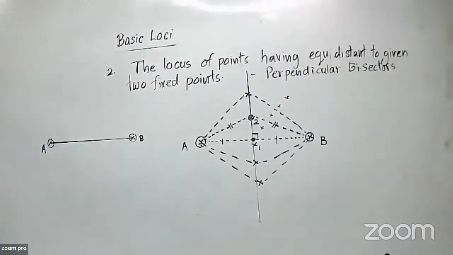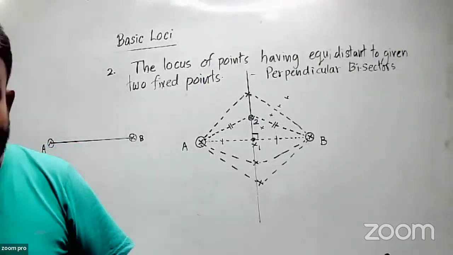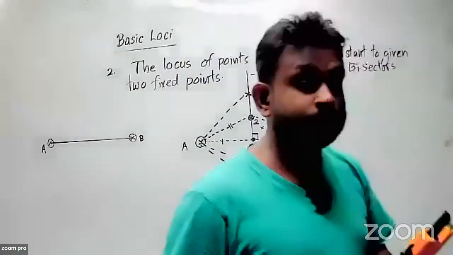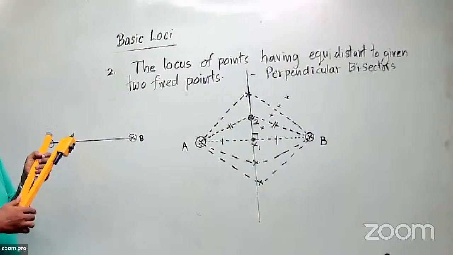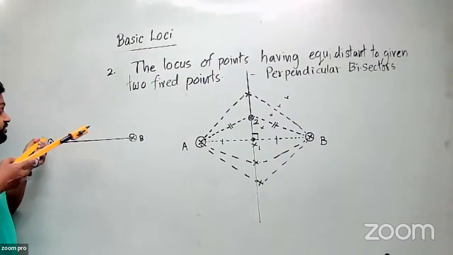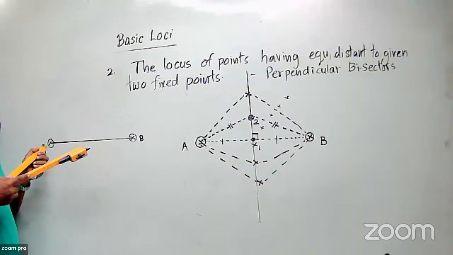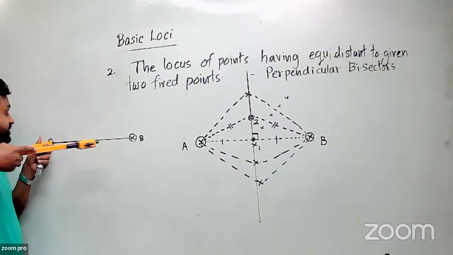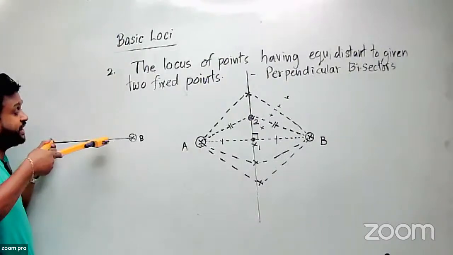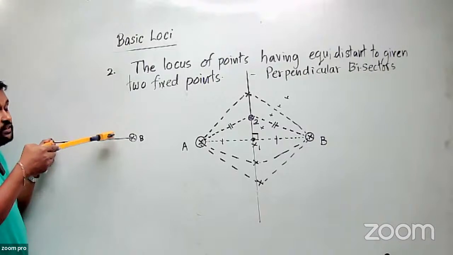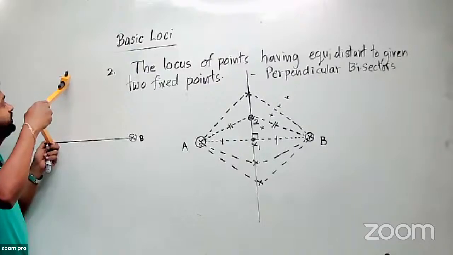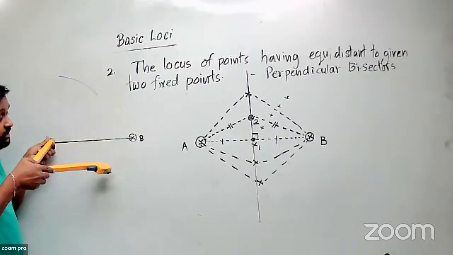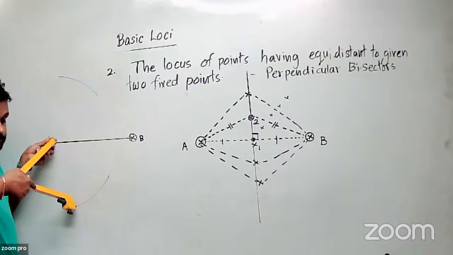Then the second step, you take the compass and take more than half of that line length. You must take more than half the length. You put it here and take more than half of the length, like this, and you make an arc here. Watch carefully. Make an arc this way and again a similar arc downwards.